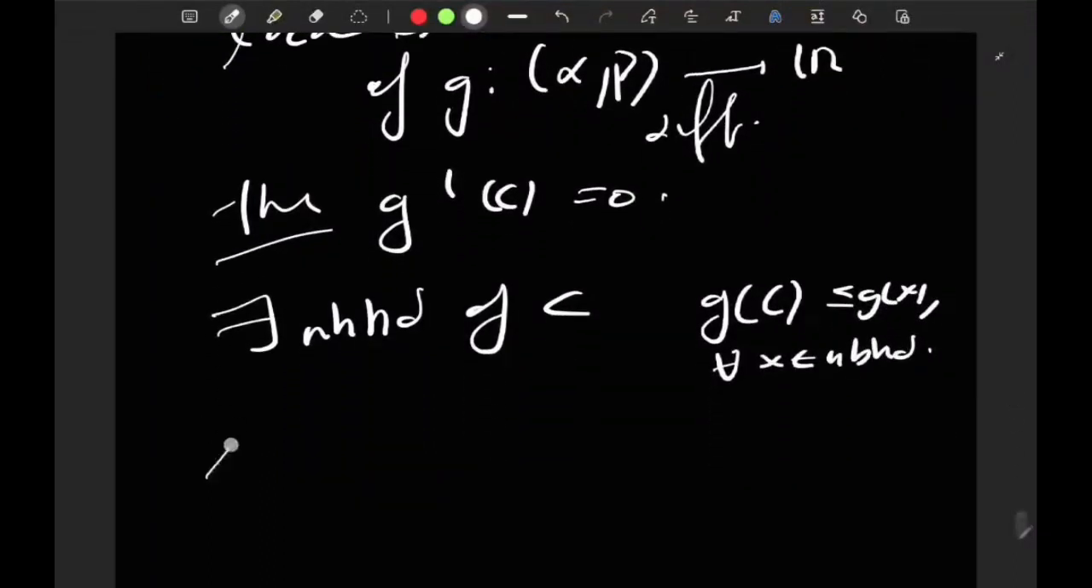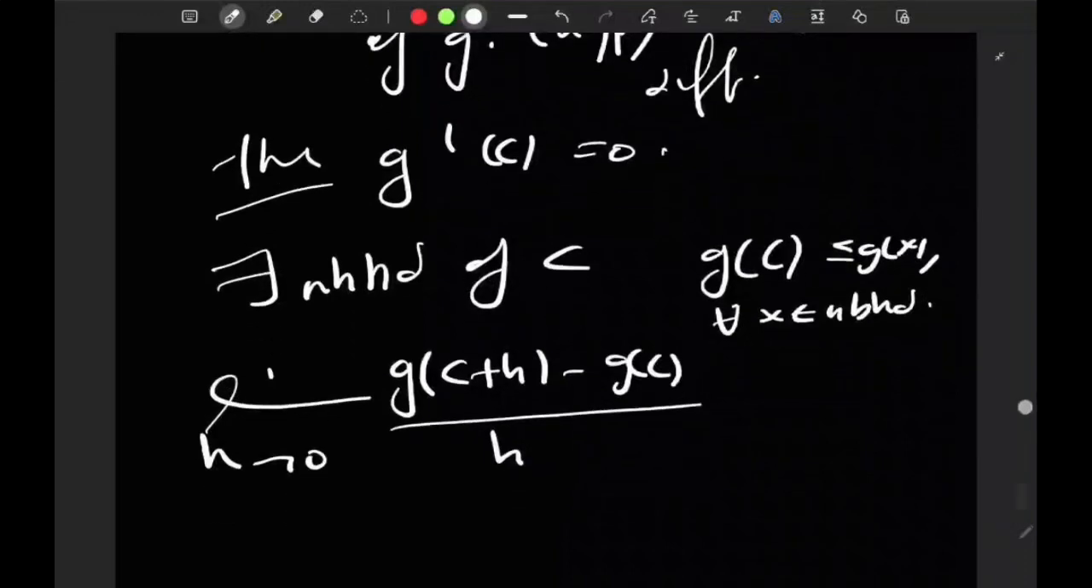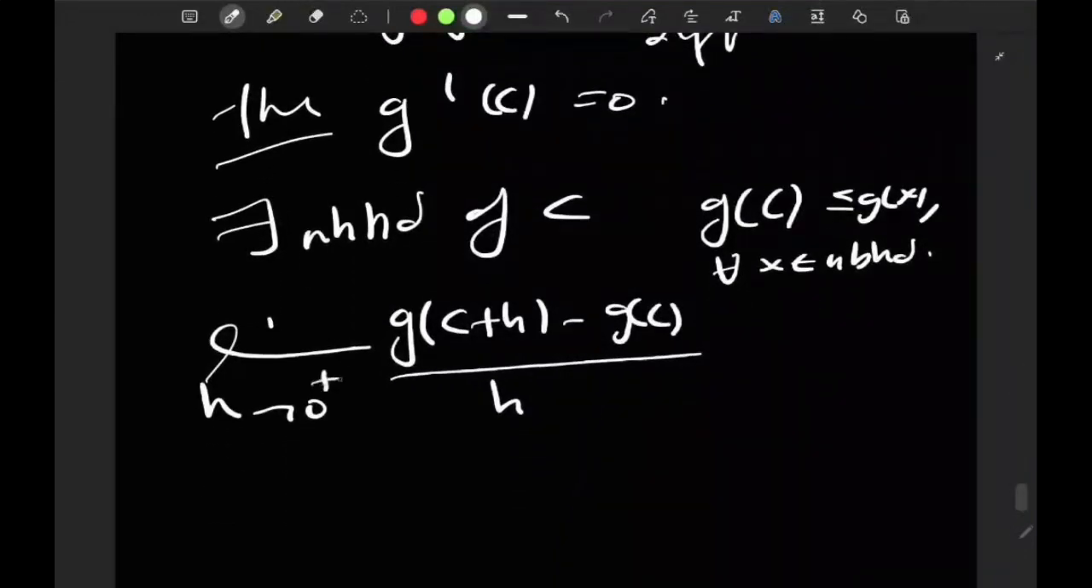And then when I'm considering the limit as h goes to 0 of g of c plus h minus g of c divided by h, I can do two tricks. First trick is that I'm going to go from 0 plus, so I'm going to be going to the right of c. The perturbation is happening to the right of c. Since h is going to 0, we can choose it arbitrarily small. So I'm going to choose h in such a way that c plus h will lie inside the neighborhood in which c is a minimum.